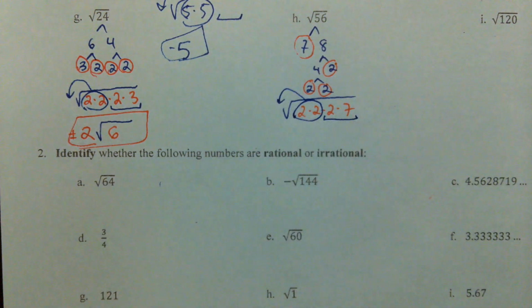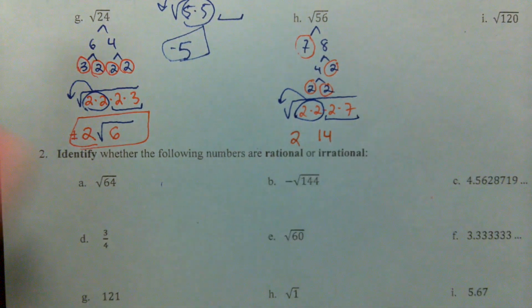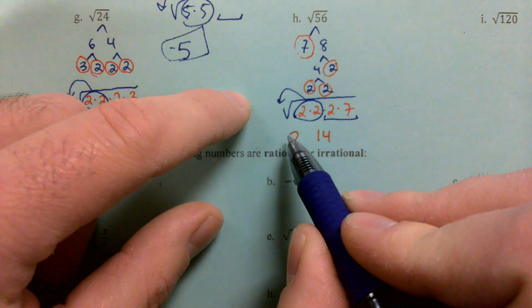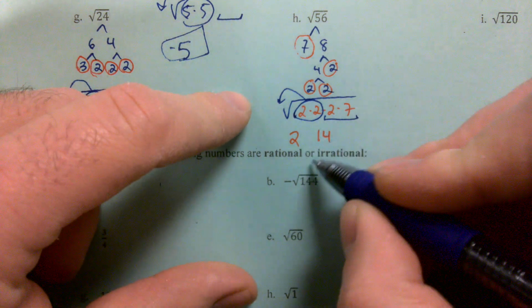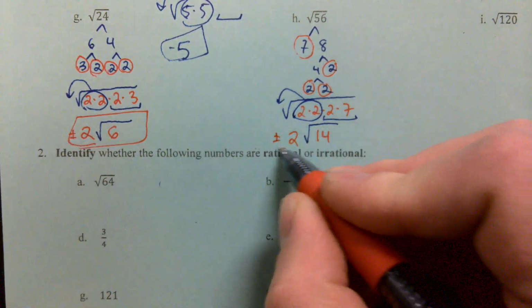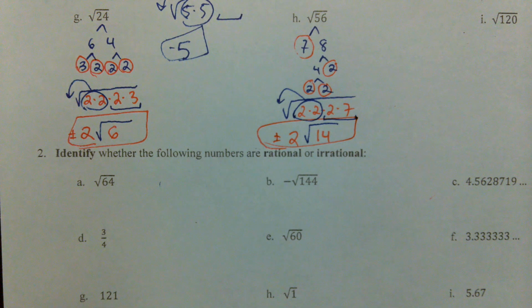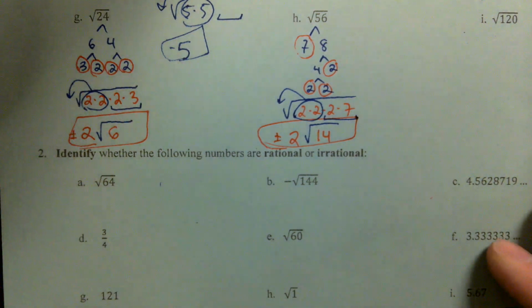What do I do with that 2 and 7? Multiply them. So the pair of 2's comes out in front. My remainder 2 times 7 gets multiplied together inside the square root. Plus or minus in front. There's our answer. Plus or minus 2 root 14.